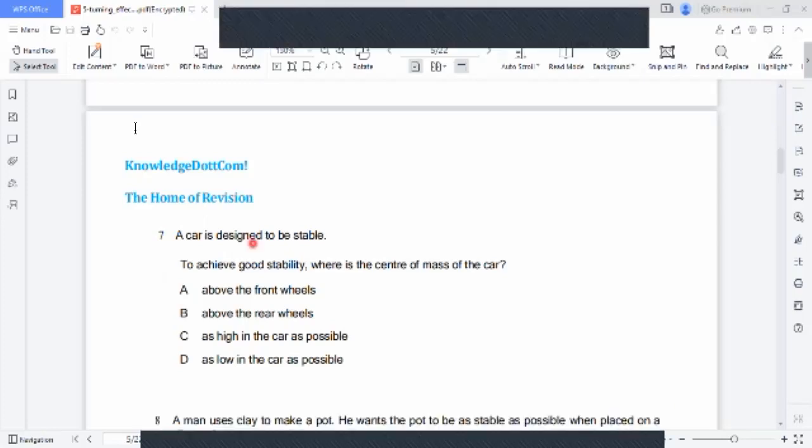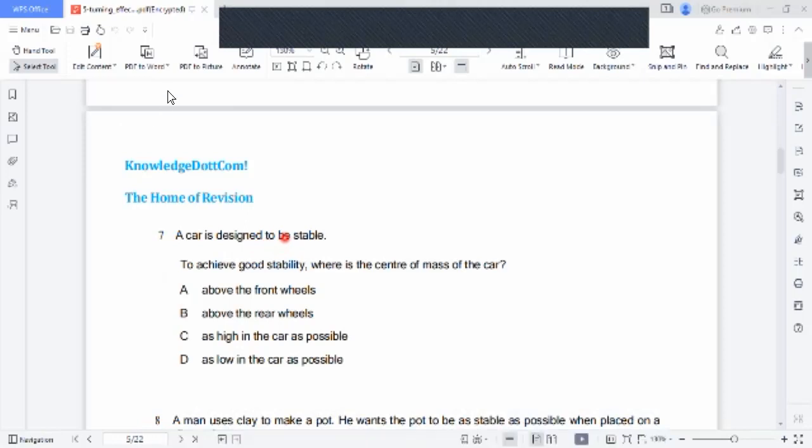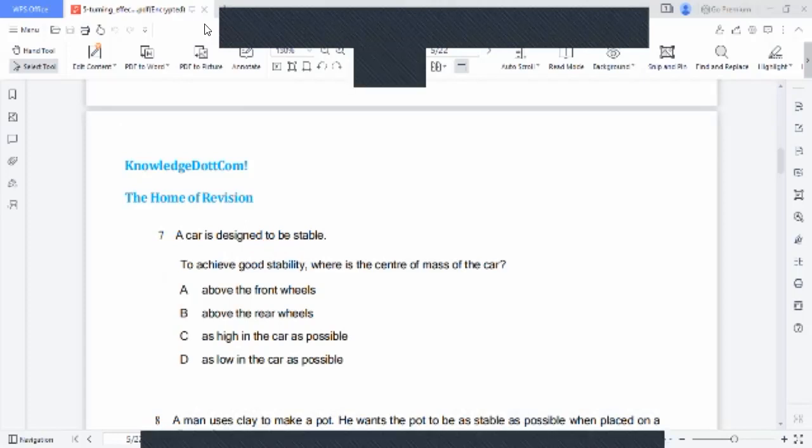A car is designed to be stable. We know that stability is linked with the center of mass and base area. The larger the base area, the greater the stability. Similarly, the lower the center of mass, the more stable an object would be. So let's see which option is possible.